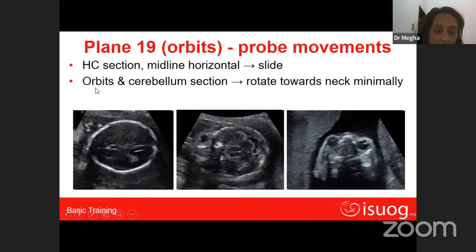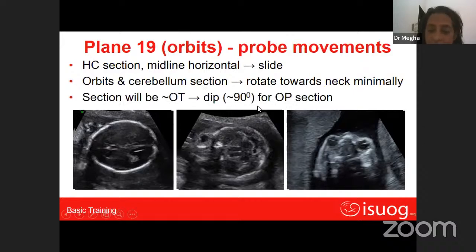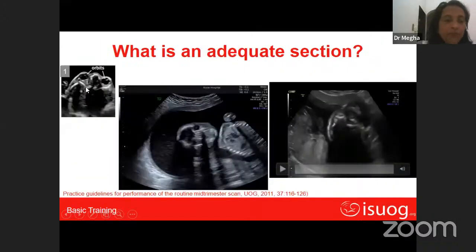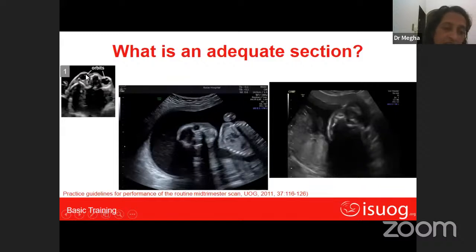So again, a midline horizontal section for the head circumference. You slide down to the orbits and the cerebellum, and you then dip 90 degrees to make this transverse fetal head into an occipital posterior section. This is our ISUOG perfect picture. The two orbits, the interorbital distance is almost the same as the orbital distance, and you can see the clear lens, the ring-like structures inside. You cannot see the eyeball, but when you see the lens, you know that the eye is present.